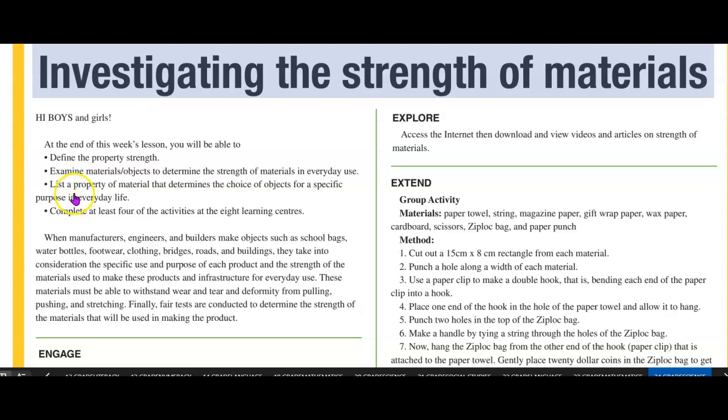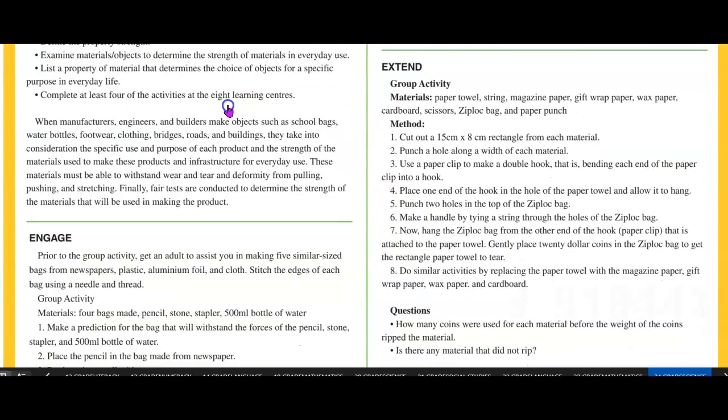Examine materials and objects to determine the strength of materials in everyday use. List a property of material that determines the choice of object for a specific purpose in everyday life, and complete at least 4 of the activities at the 8 learning centers.